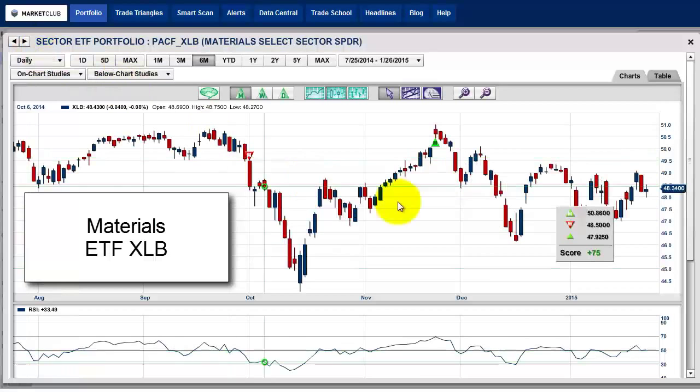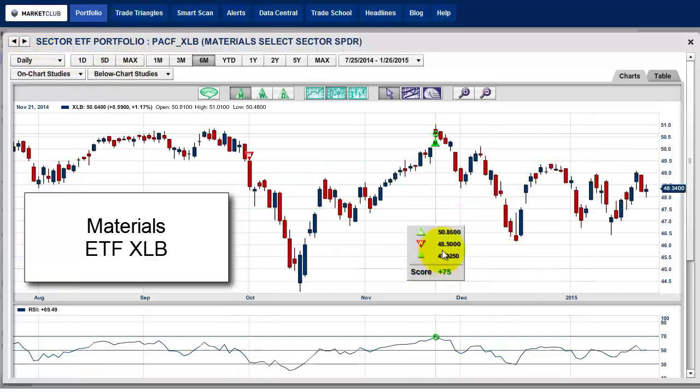Now this is the materials sector, and you can see it's a little bit mixed here. Now this is the key thing you want to look at. The monthly is positive, the longer term trend is positive, but the intermediate term trend is negative. And that's what you really want to pay close attention to with these triangles.